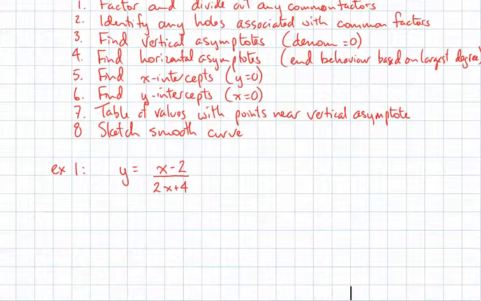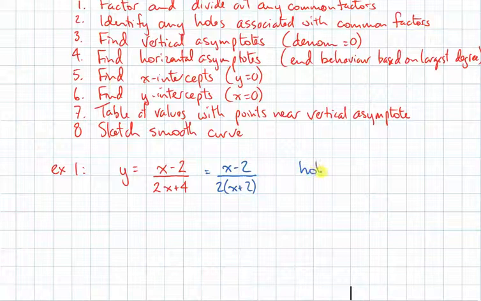First up, the rational function (x - 2)/(2x + 4). Step 1, rewrite it by factoring the 2 out of the denominator. Now, no factors are going to cancel, so I'm not going to have any holes. Holes would only occur when I have common binomial factors that are reduced. So third, I guess we're on to find vertical asymptotes.